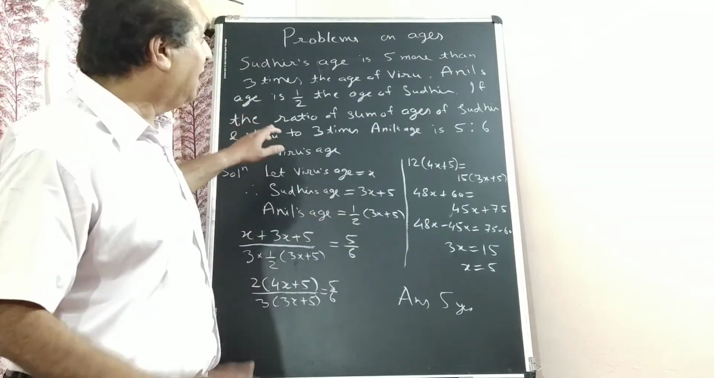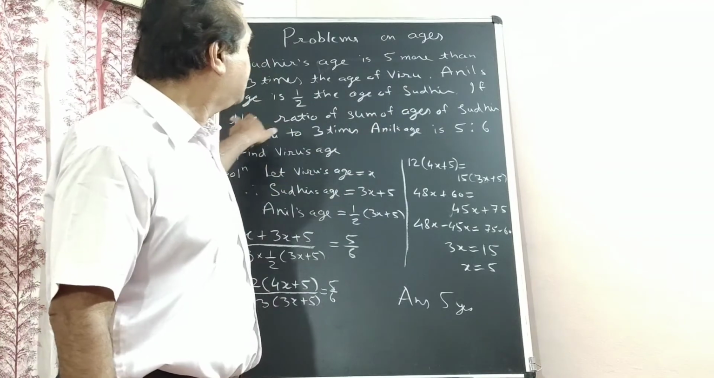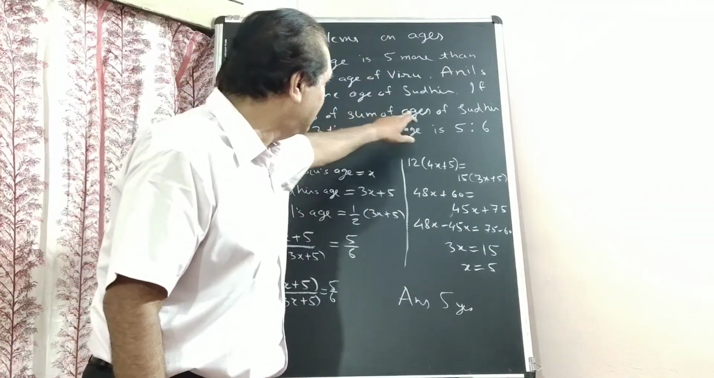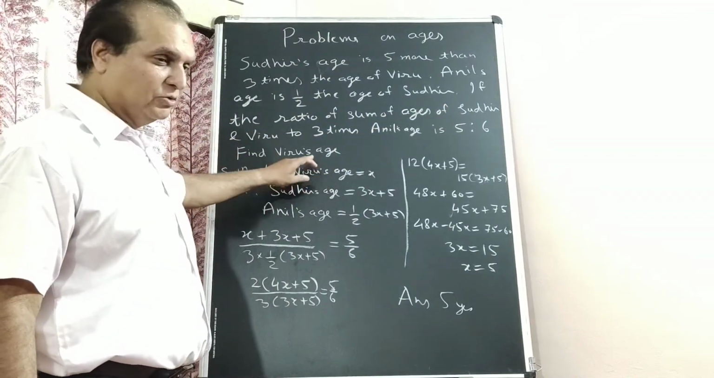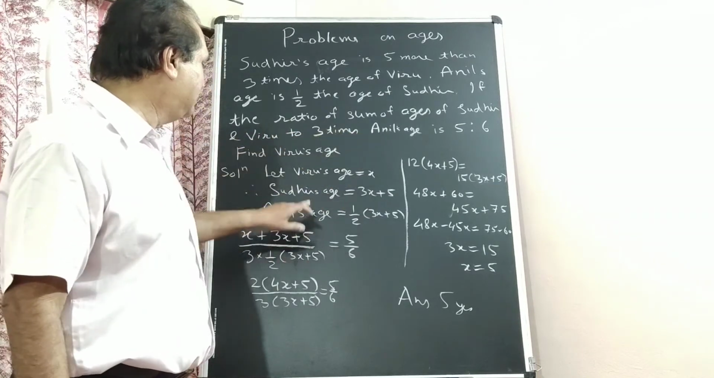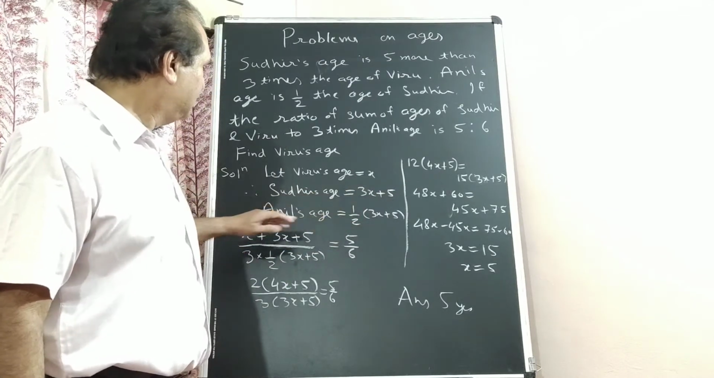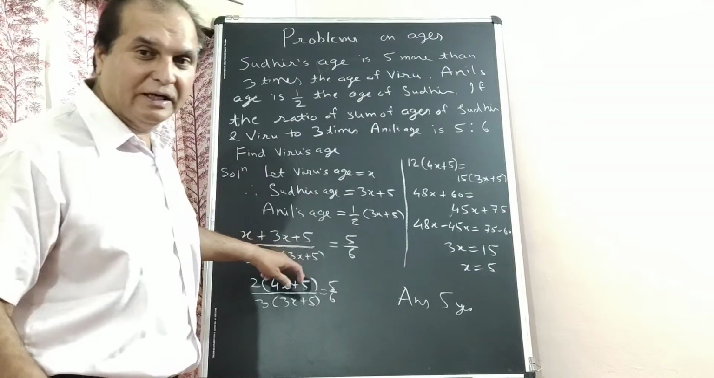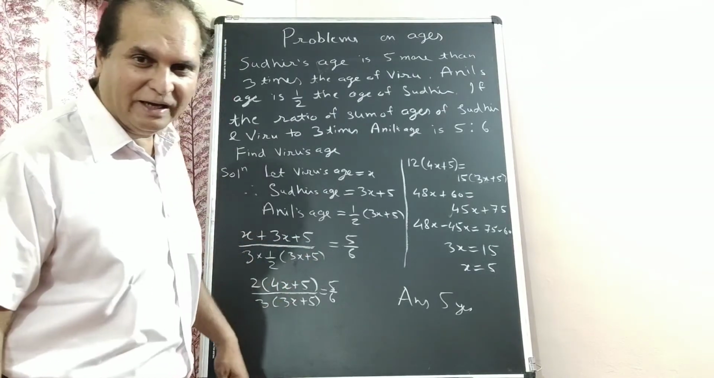Now what condition is given? We will go for the condition. The ratio of the sum of ages of Sudhir and Viru, that is Sudhir plus Viru, upon 3 times Anil's age, is equal to 5 upon 6. Now you just have to cross multiply.